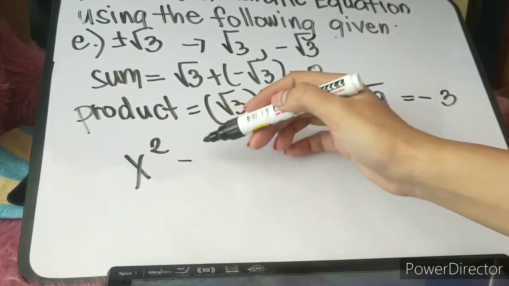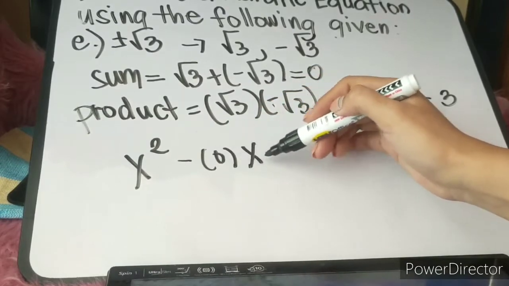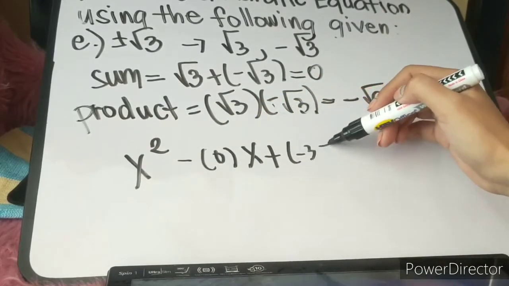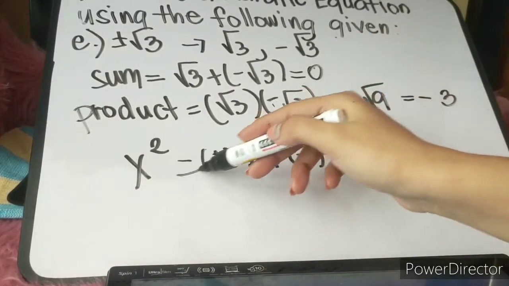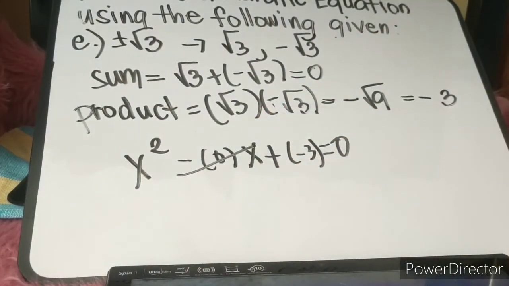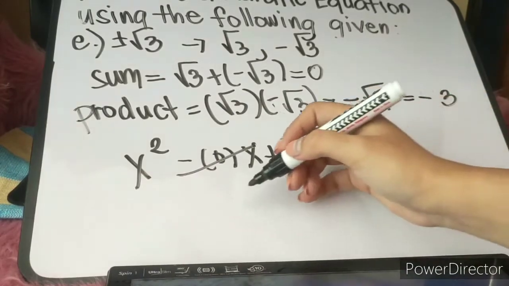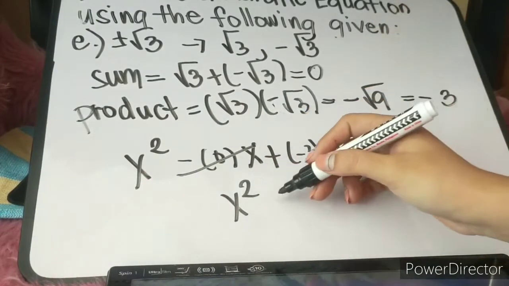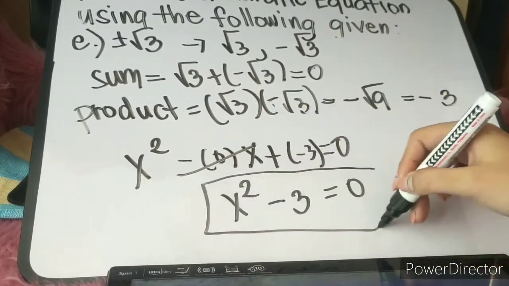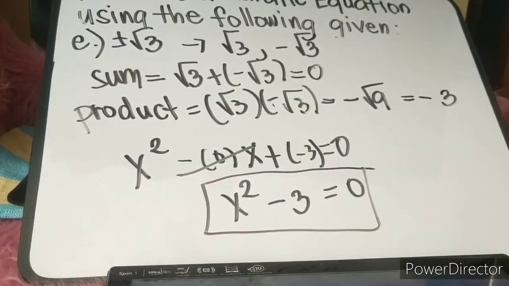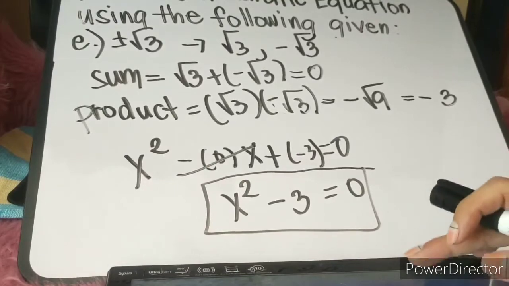X squared minus 0x plus negative 3 is equals to 0. At 0 times any number is 0, so wala tayo nyan. You will not write 0x. Okay po? So, we have x squared minus 3 equals 0. So, this is the quadratic equation using that given.